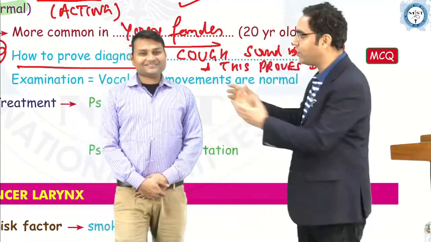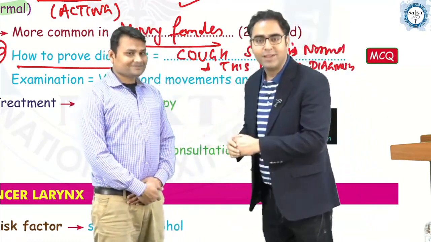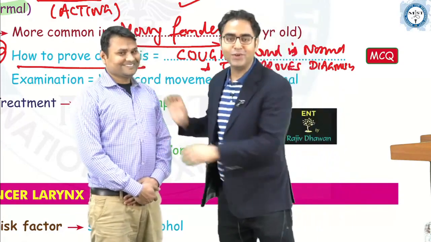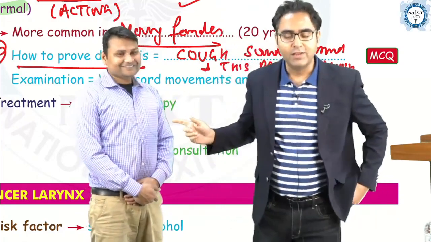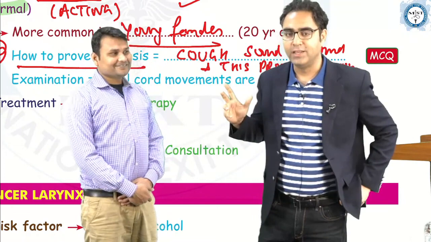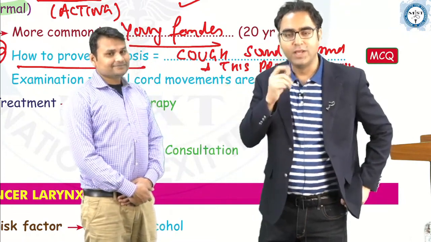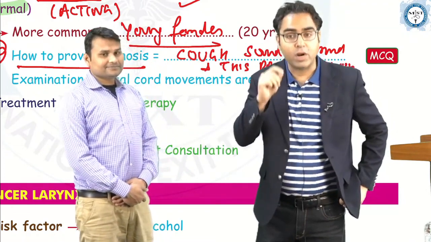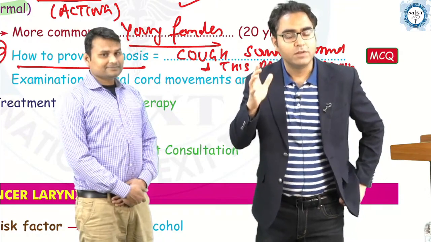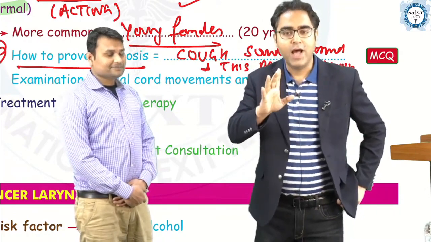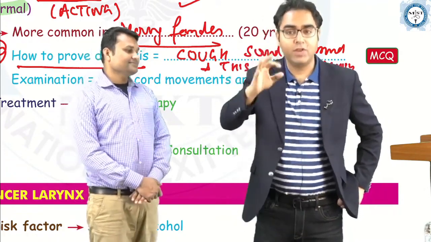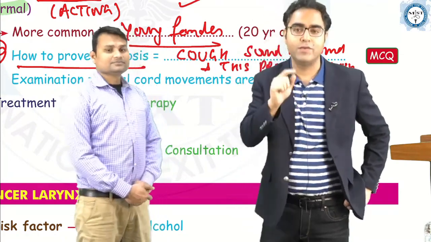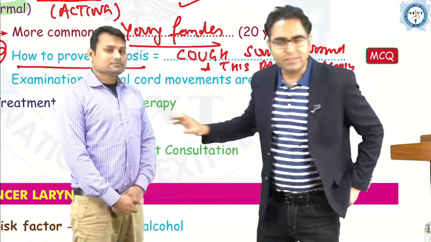Now, don't go to her and tell her that, ma'am, cough please. If you tell this girl, ma'am, cough please, now she's an intelligent lady. She will say, why is he asking me to cough? And now she has got an idea that cough is important for you to make some diagnosis. Now she will never cough. Even if she wants to cough, she will never cough. You have given an idea to her now. If she is smart, you're also smart.